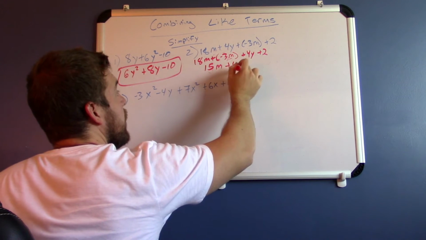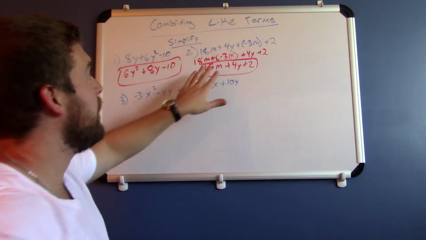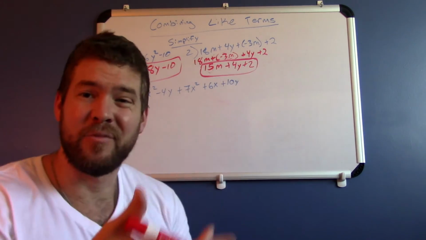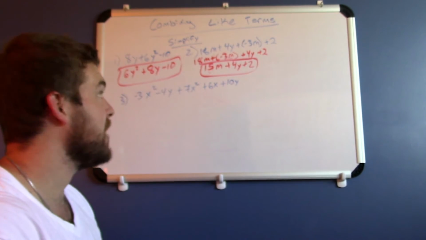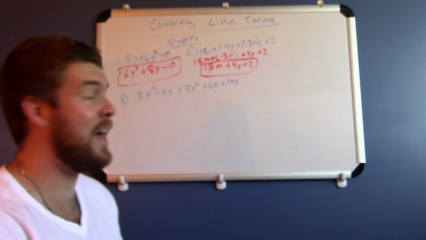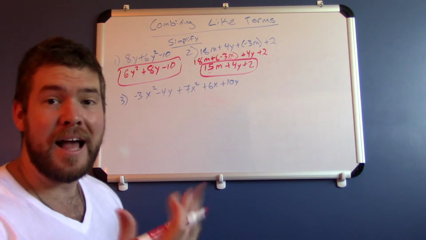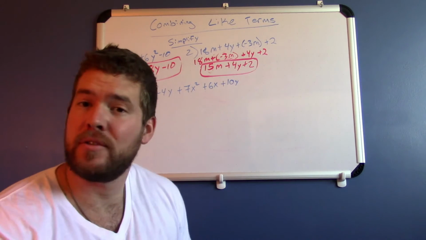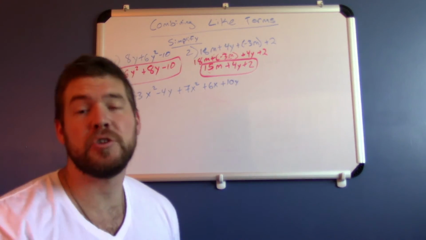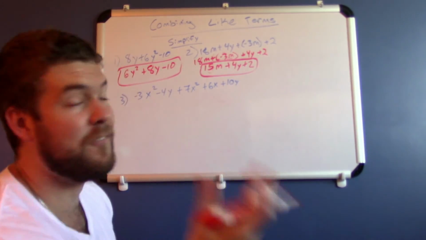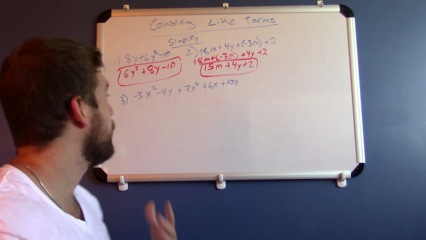Plus 4y plus 2. Now it really doesn't matter which you put in front of each other, 15m plus 4y. It's your preference. I don't know any teacher out there that would mark you off for that one. But again, we put just a 15m. The 4y has no other variable y in there, so it's just left alone by itself. And then the 2 is over there on the end. I usually put the number without a variable at the end. That's just my personal preference.